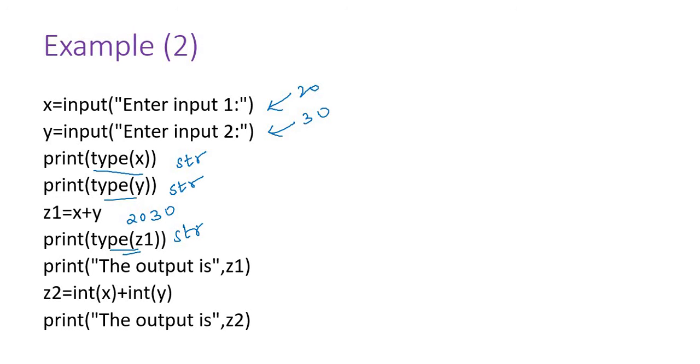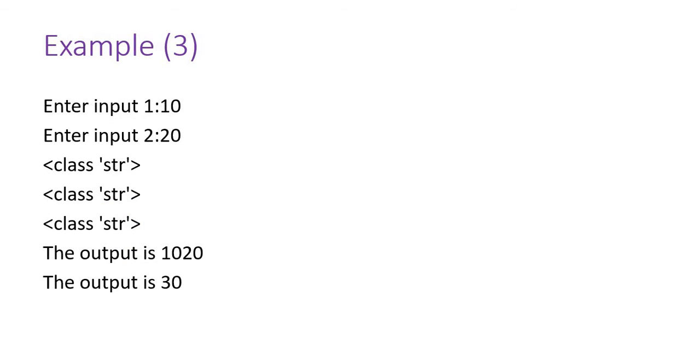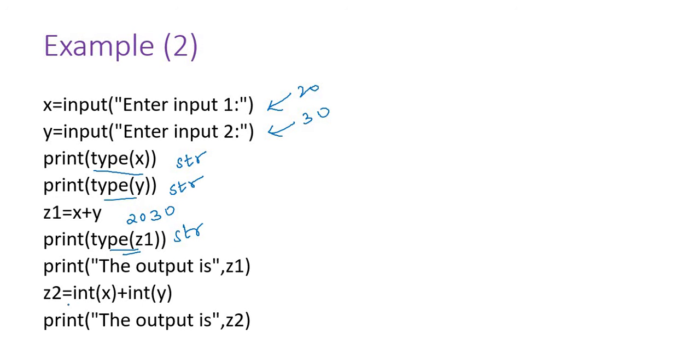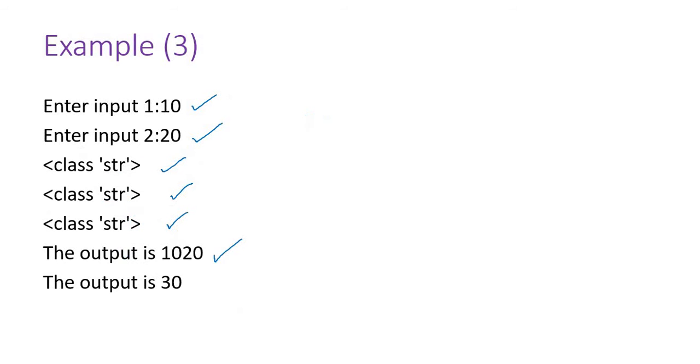We'll verify this. I think these are already available in the slides. You just see 10 is the first input, 20, these are strings. The output is 1020. Suppose I do z2 is equal to int x plus int y, then if I print that, I will get the answer 50, but here I took 10 and 20, so I will get 30.